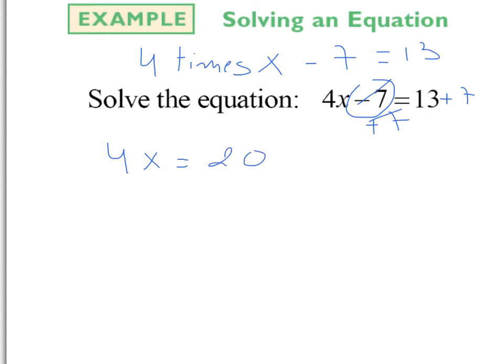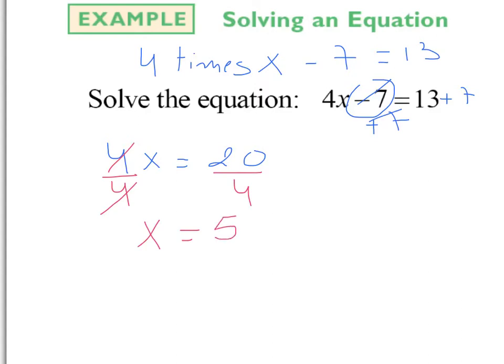Now I have 4 times x. I need to eliminate 4, right? I need to get rid of 4, so I can divide by 4. Now if I do an action on the left side, I must do the same action on the right side, because we have an equal sign. We need to be equal and fair in our actions here. So x equals 5.